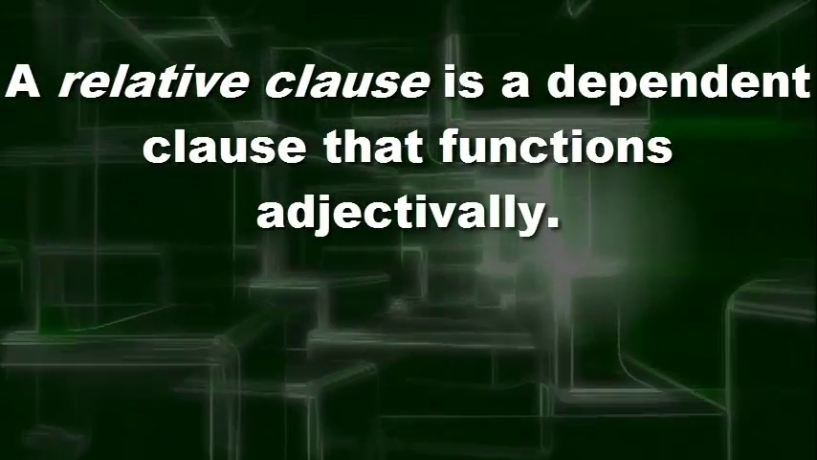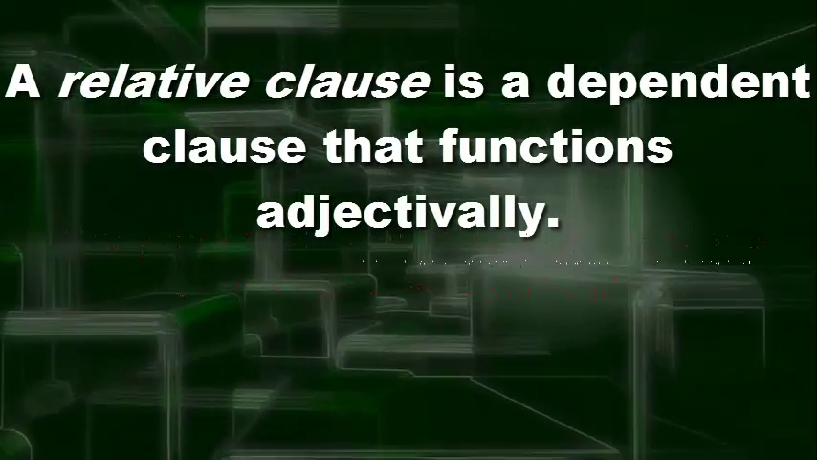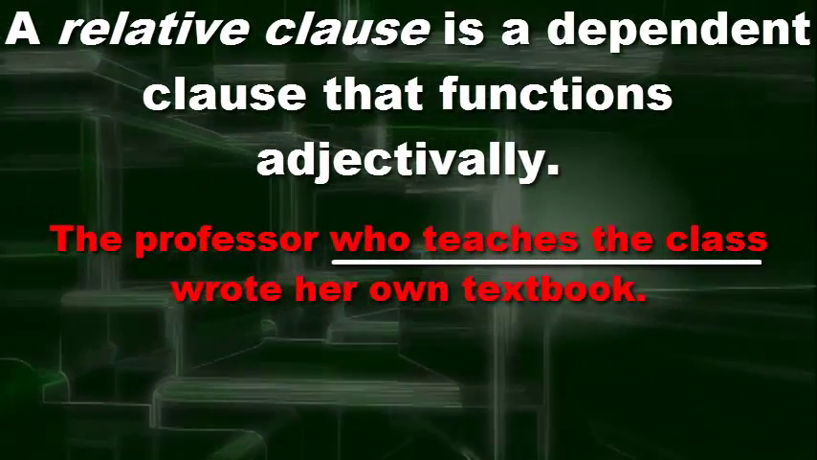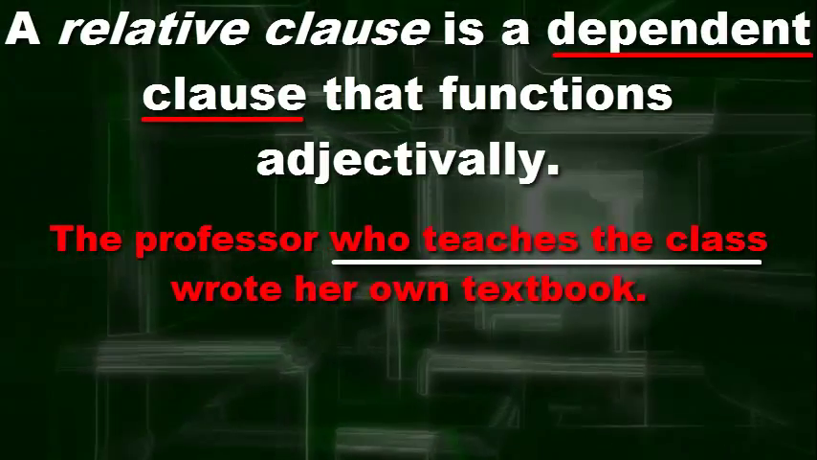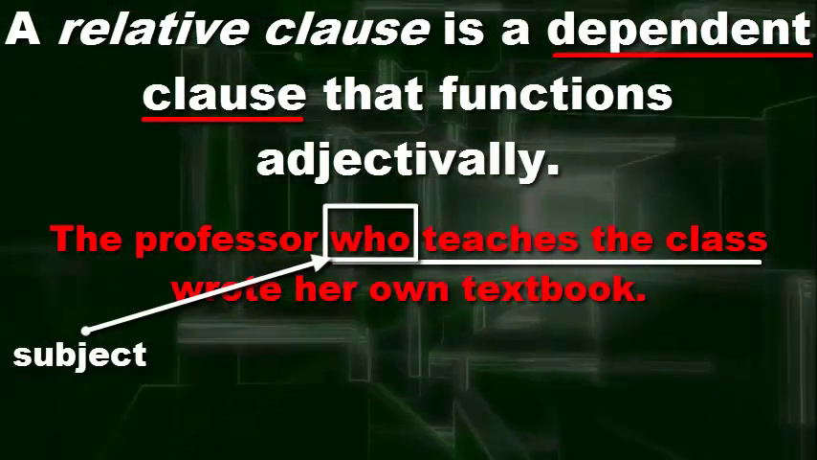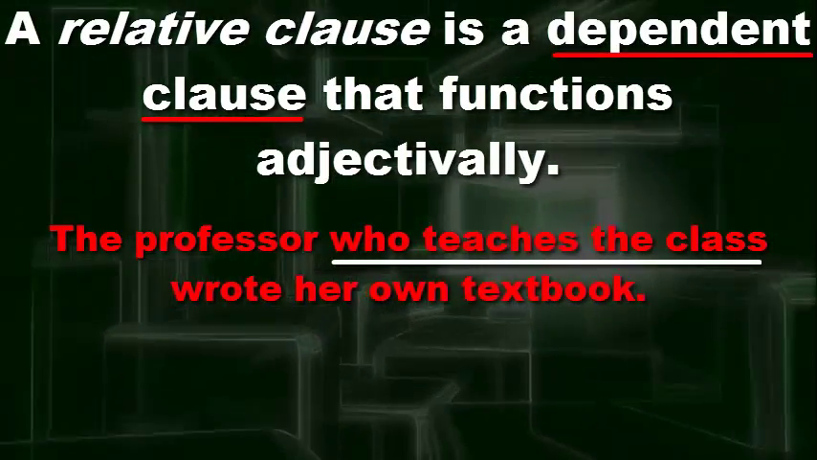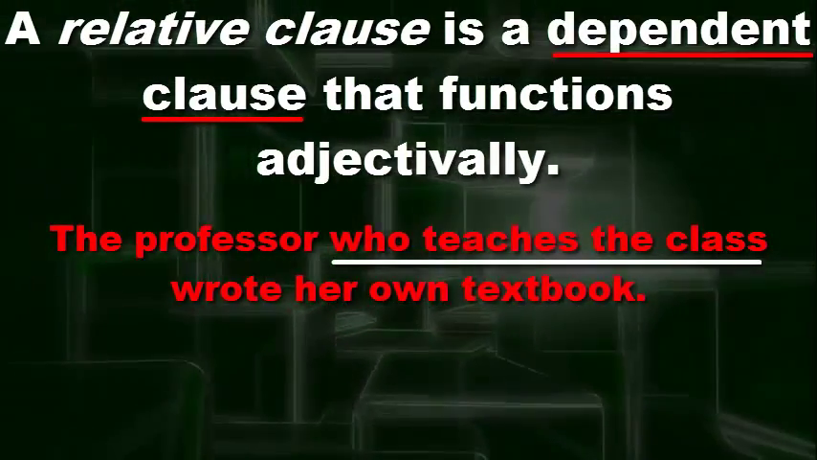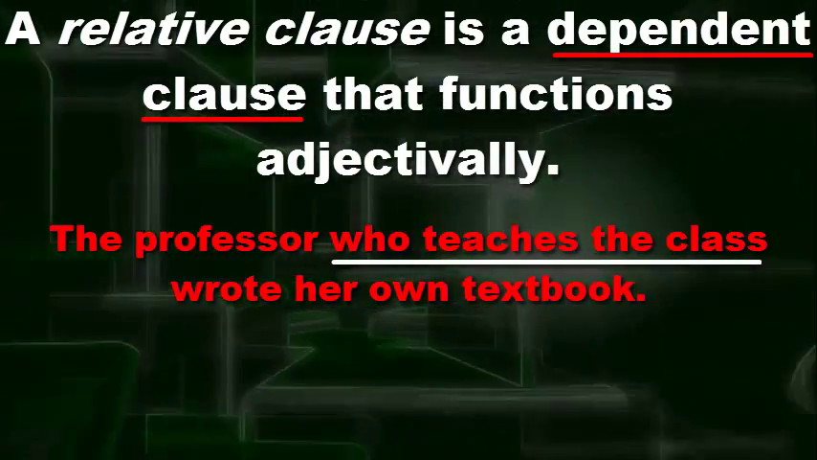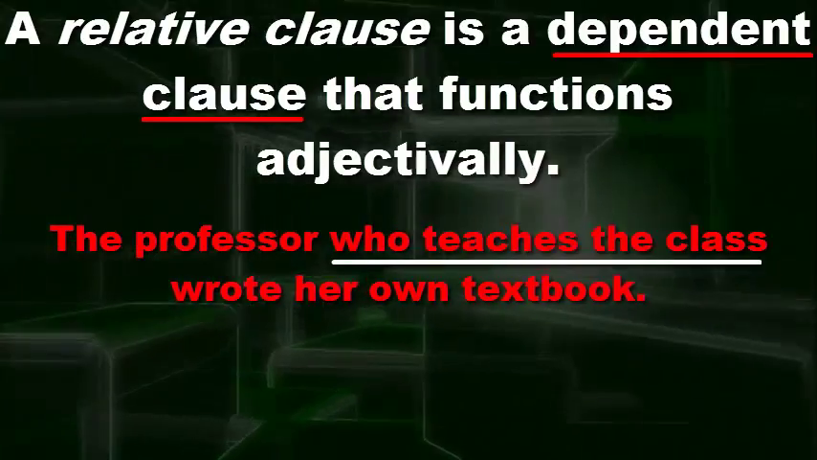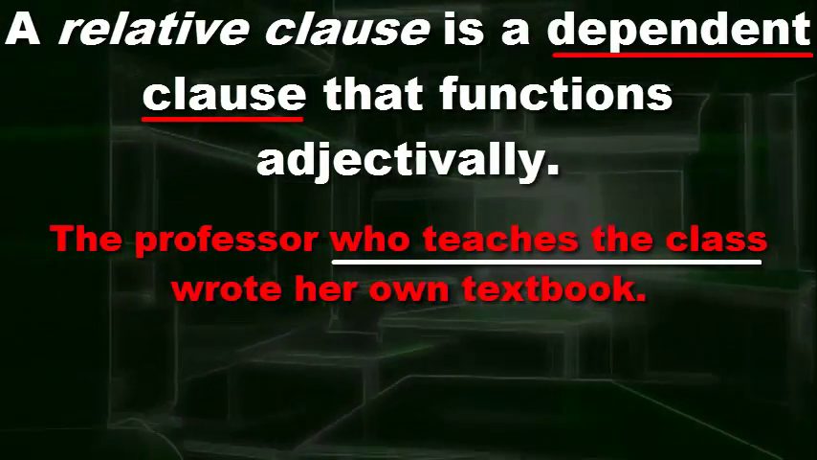A relative clause is a dependent clause that functions adjectively. As a dependent clause, a relative clause contains a subject and a verb, but cannot stand alone as a complete sentence. A relative clause must be combined with an independent clause to create a complex sentence.